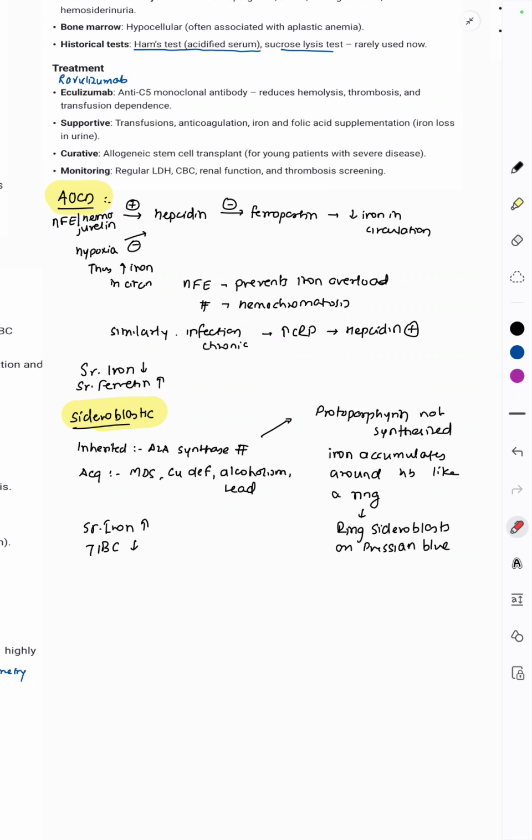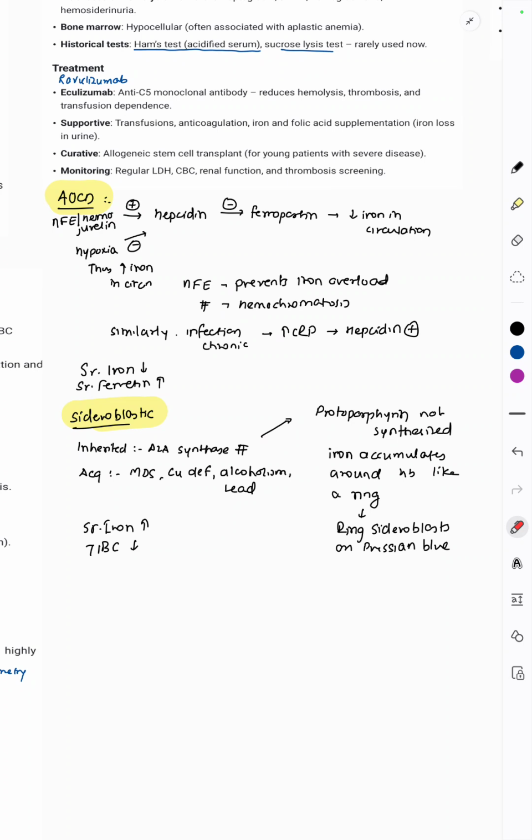This hepcidin is the one that is going to inhibit ferroportin. Now this hepcidin is inhibited because of hypoxia, and thus the iron increases in circulation. But if there is a chronic disease like hemochromatosis, HFE gene mutation, or hemojuvelin, then it will activate this hepcidin that will in turn inhibit ferroportin, and because of which the iron circulation will decrease. HFE prevents iron overload and it is required in our body as well, but it is disproportionately high in case of hemochromatosis.